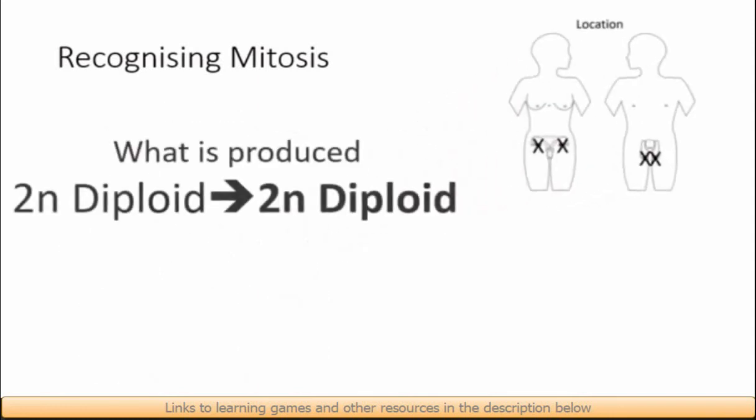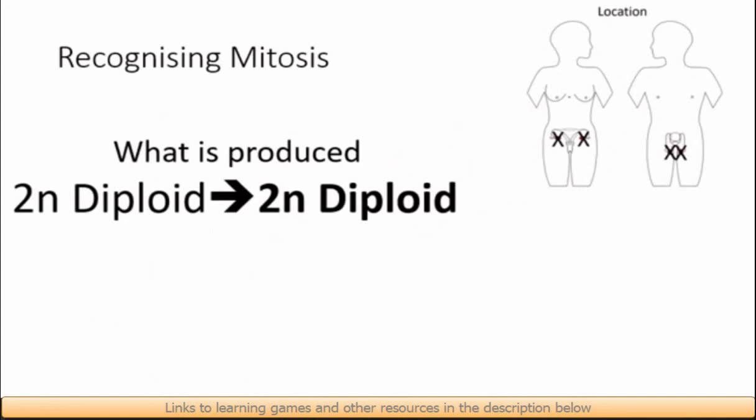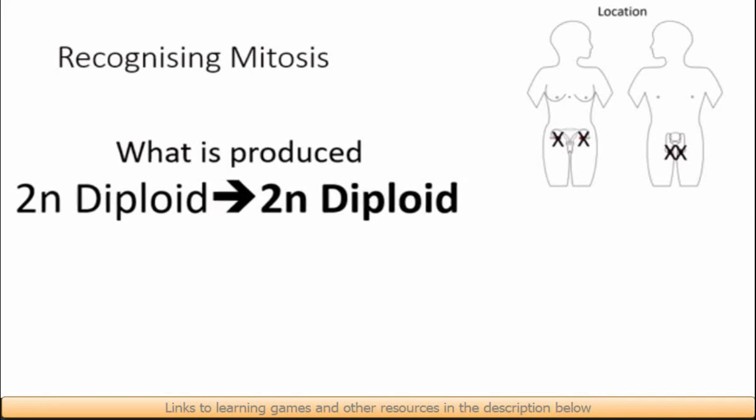The next thing to consider is what is produced. Now, mitosis produces diploid cells. The cell will start with two sets of chromosomes, and each of the daughter cells it creates will also have two sets of chromosomes. But meiosis also starts with a diploid cell with two sets of chromosomes, but then the daughter cells it produces are haploid, and they've only got one set of chromosomes.